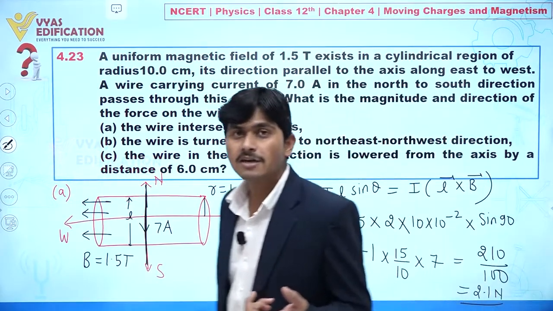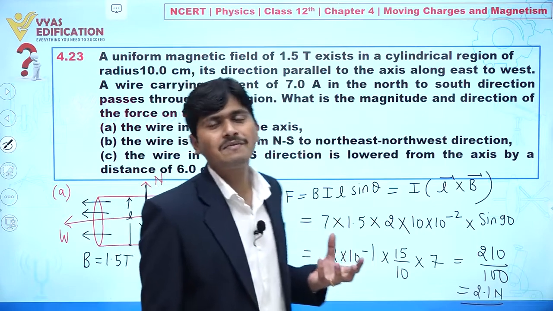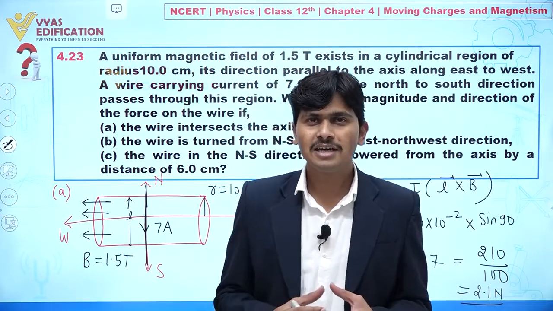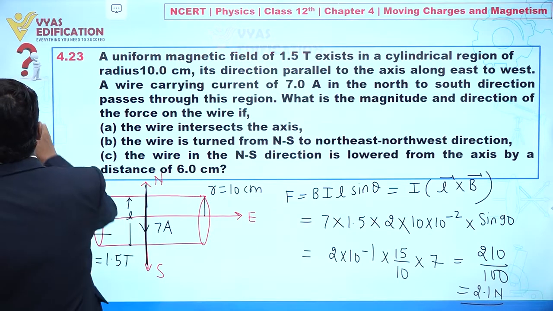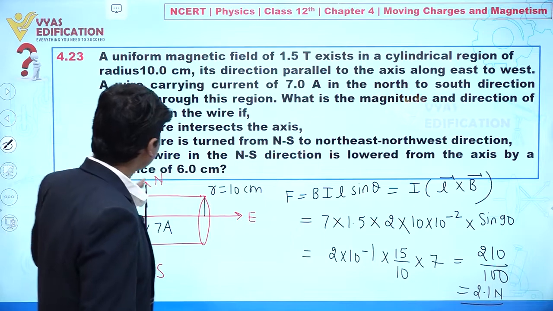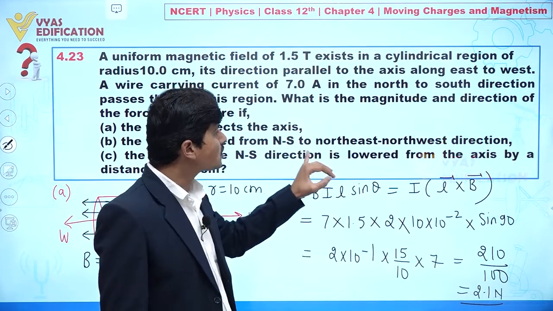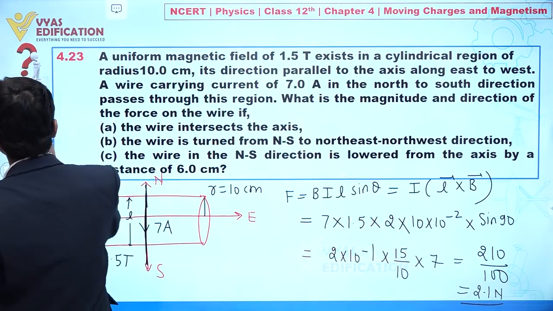Clear? So we are getting the force acting on this wire, that is equal to 2.1 Newton. Why is force acting? Because whenever we place a current carrying conductor inside a magnetic field, it always feels a force. Clear? So this is all about part A. Now we are going to discuss part B: if this wire is turned from north south to northwest or northeast direction. Now let us try to understand what will happen in the second situation.